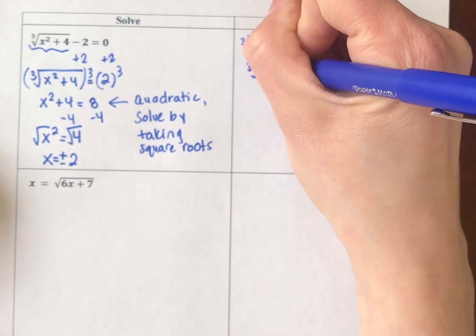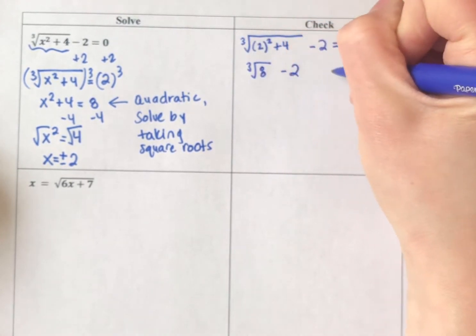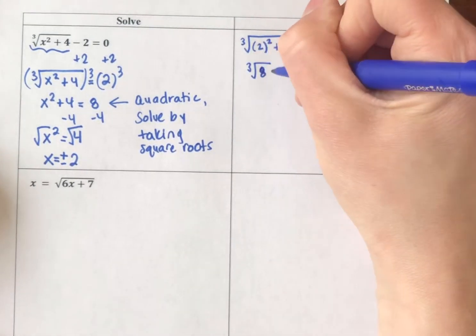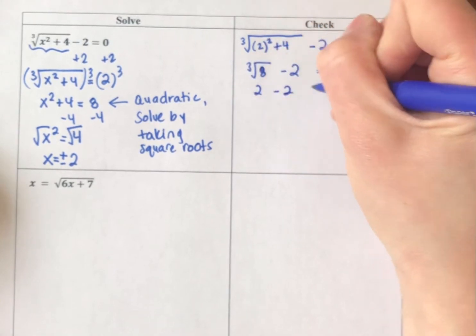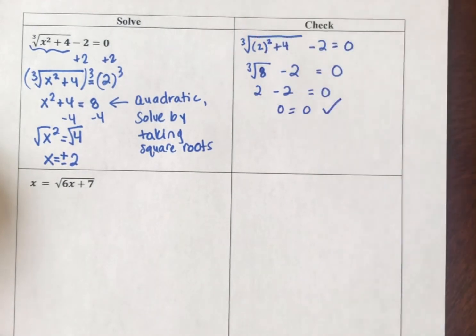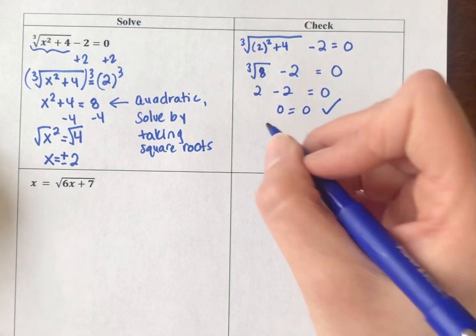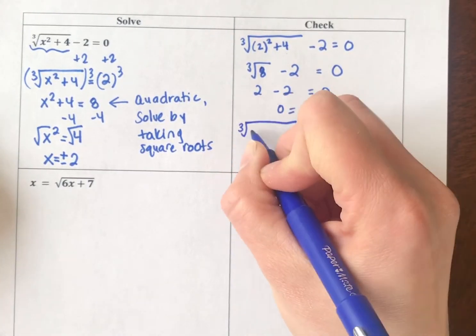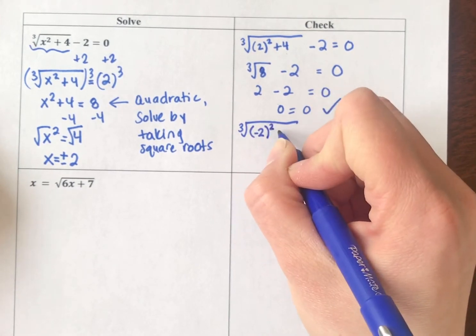So let's see, is the cube root of 8 minus 2 equal to 0. Well, the cube root of 8 is 2. 2 minus 2 equals 0. Okay, so positive 2 checks out. So now I'm going to check negative 2. Again, I want to put this in parentheses.